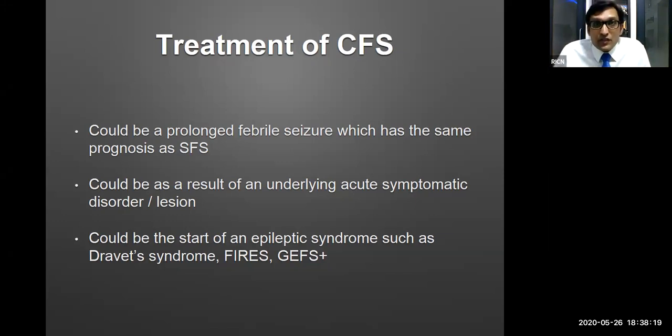Could it be the start of an epileptic syndrome? So there are certain interesting febrile epilepsy syndromes. So Dravet syndrome or SMEI, as I mentioned with pathophysiology, FIRES, or GEFS plus. So GEFS plus, again, I mentioned along the pathophysiology. So this might become clear as time evolves. The patient presents to you a second time, and then you might start thinking of these febrile seizure syndromes, and EEG might help in this scenario. So there are various things to think around complex febrile seizures.